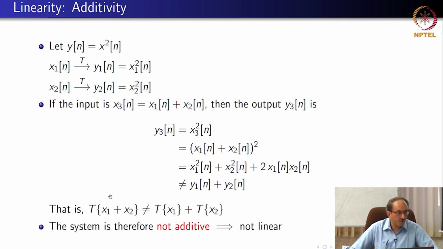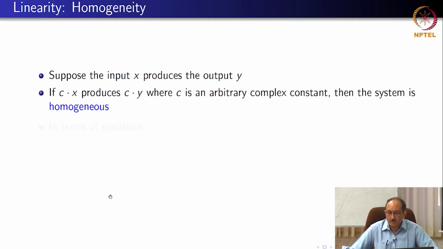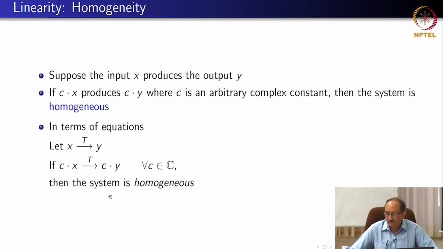And the other property associated with linearity is homogeneity. So if x produces y, then c times x must produce c times y, where c is an arbitrary complex constant, in which case the system is homogeneous. So these are the definitions, right? X produces y, c times x produces c times y for all little c belonging to the set of complex constants.